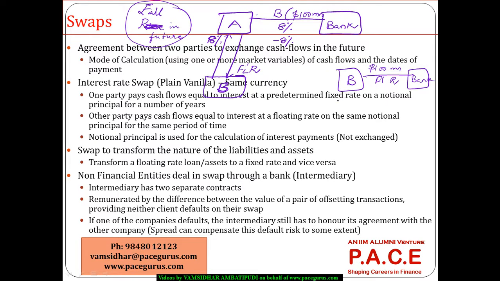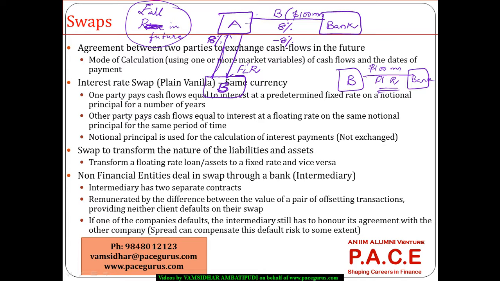And now B is worried that the interest rates are going to go up in future. If that's the case, it has to pay a very high interest. So it wants to freeze, it wants to convert that into a fixed rate. Now it has found that A is the counterparty which is asking it to pay 8 and it can receive the floating. Now for A, what has happened?